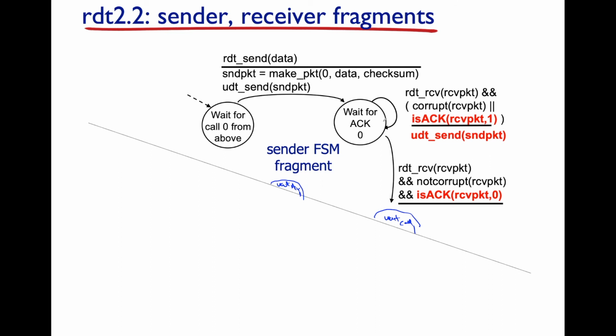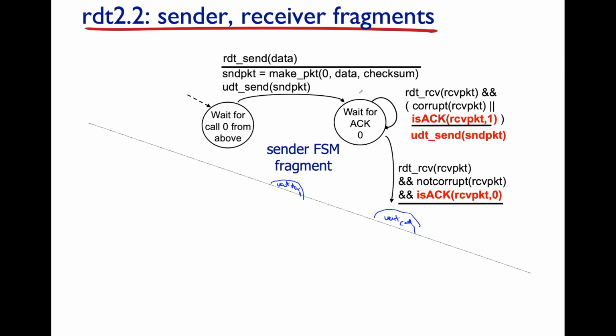And so let's take a look at the other transition edge out of wait for ACK 0. We get RDT receive, so we get that packet. It's not corrupt, so the stored checksum and the calculated checksum are equal. And it is the acknowledgement for the packet stamped with sequence number 0. So we transition from wait for ACK 0 to wait for call 1 from above. And so this wait for call 1 from above is exactly like wait for call 0 from above, only instead of 0, it's 1. And then we also transition to wait for ACK 1.